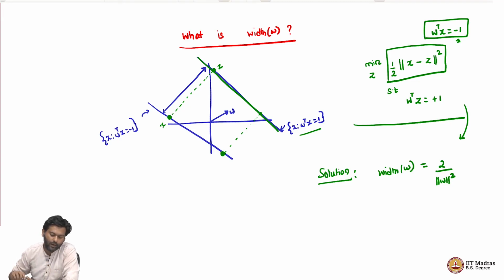No matter where I took the X, if I take an X here, this would be my Z. If I take an X here, this would be my Z. The distance between this X and Z cannot naturally depend on X or Z, so it only has to depend on W, and as a sanity check we observe that this width is in fact 2 over norm W squared.